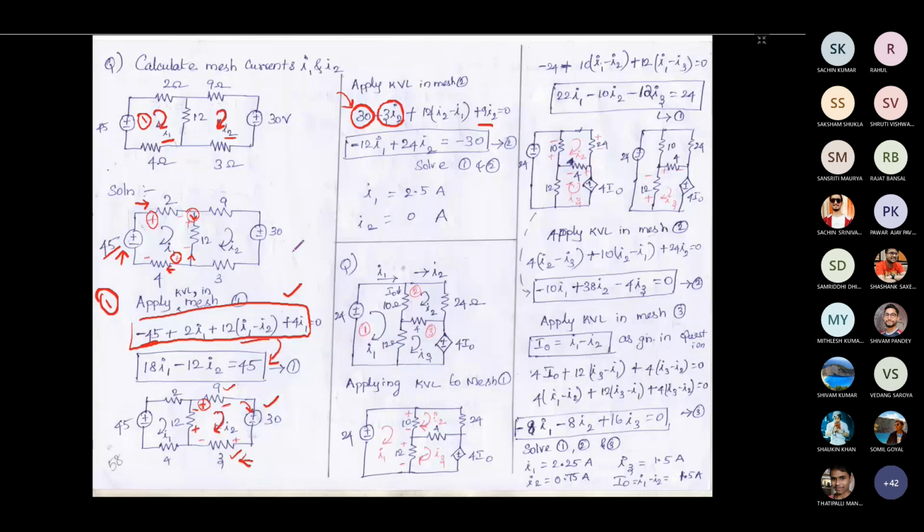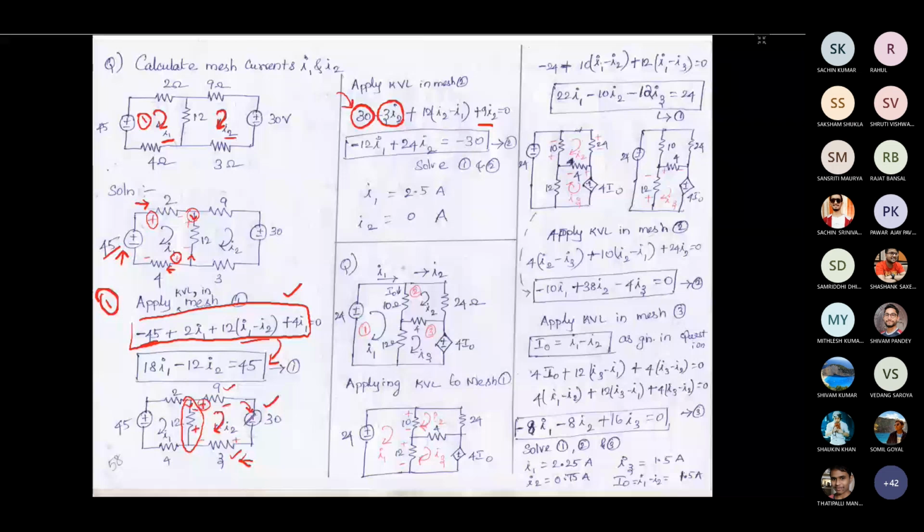Then this is the common branch. For this branch, two currents are flowing: one is I1 and the second one is I2. I1 is flowing from top to bottom and I2 is flowing from bottom to top, so only the resultant current can flow. Here I2 is considered as the higher magnitude because we are seeing it from mesh 2. So it is written as 12 into I2 minus I1.